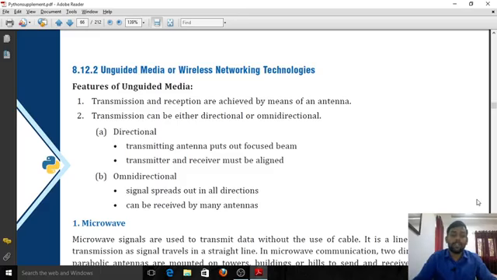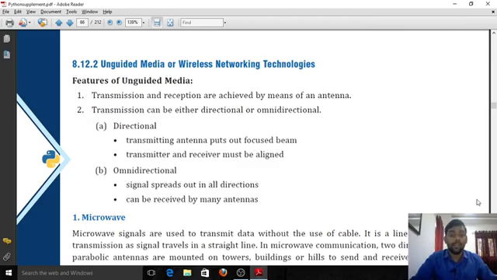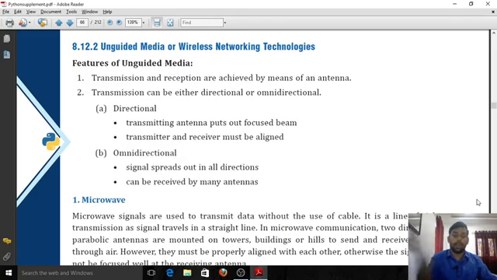And omnidirectional means the signal spreads out in all directions and the receiver can receive it. That's what directional and omnidirectional are. Directional means having a direction, so the sender and the receiver must be aligned properly. Then only can they transmit and receive signals. Transmitter and receiver are two devices, and together they form a transceiver. In omnidirectional, the signal spreads out in all directions and the receiver receives the signal.